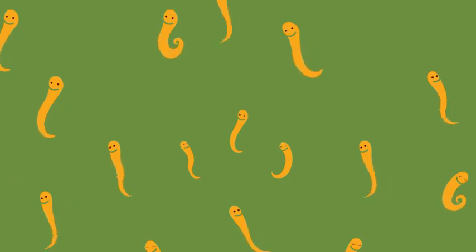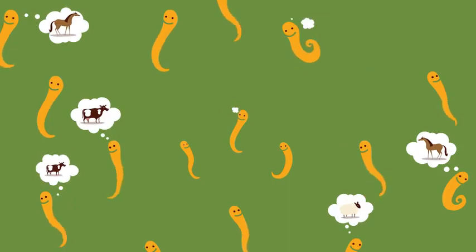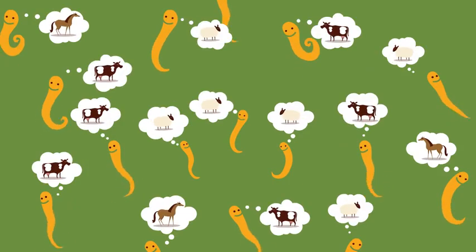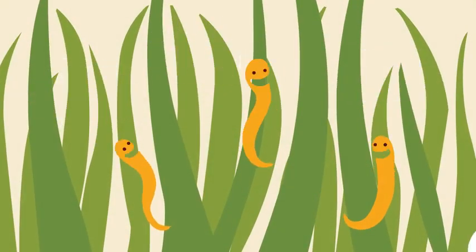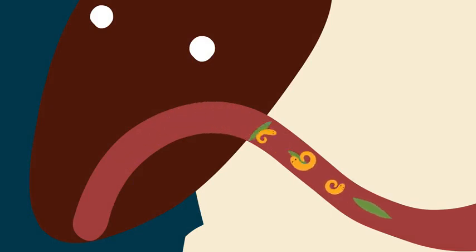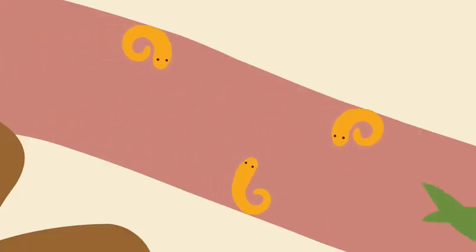Although the worms might look very similar, they actually prefer different host animals. Some worms prefer horses, some prefer cows, while others prefer sheep. Once the infective larvae are ingested by the preferred host, they enter the gut where they mature and become adults.